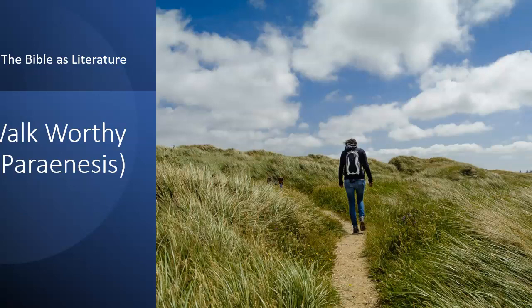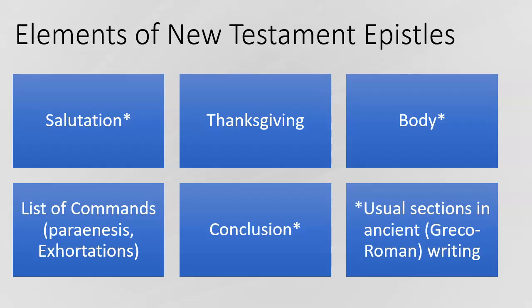And so this is the application, this is the challenge, this is a hope that the author has for the recipients, that they will respond to the message given in the body in specific ways. And those specific ways are a part of walking worthy. So here are the elements. I just reviewed those: the salutation, thanksgiving, body, and then paraenesis is that fourth one before we head into the conclusion of the letter.